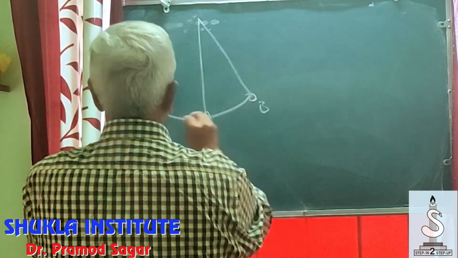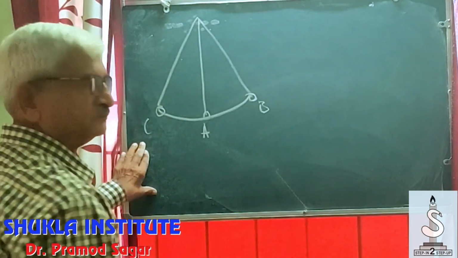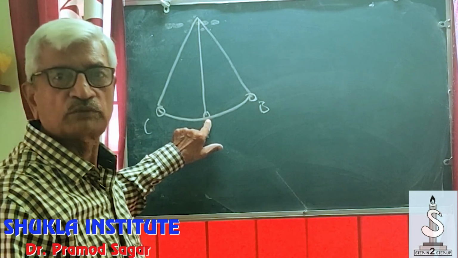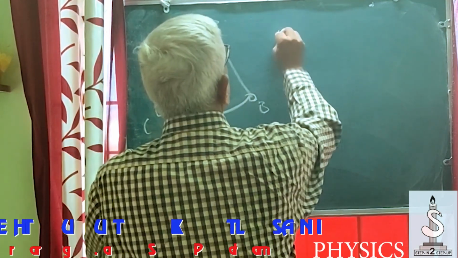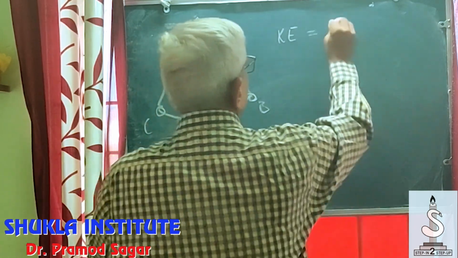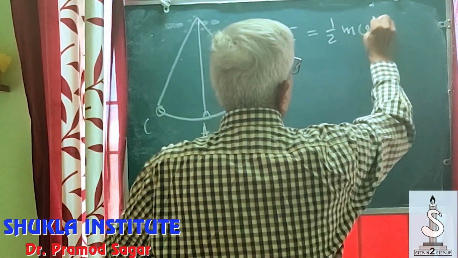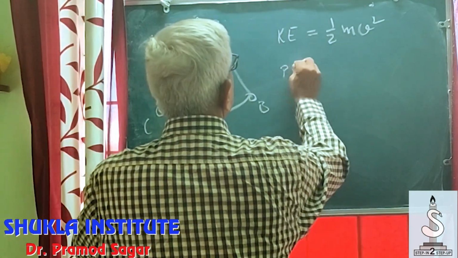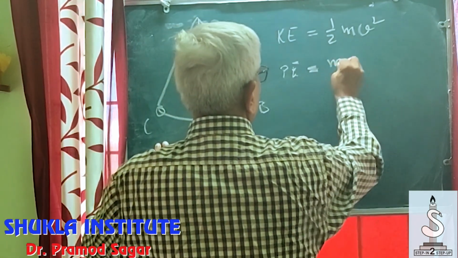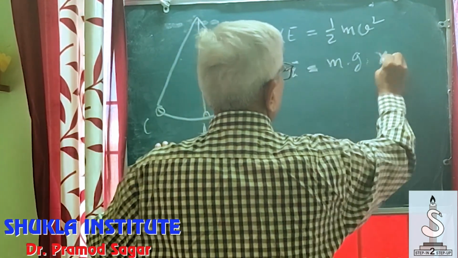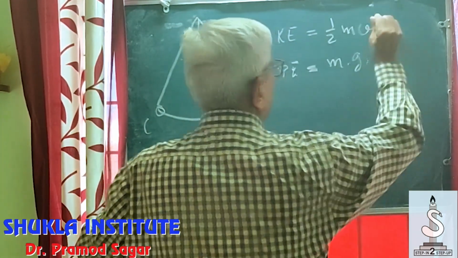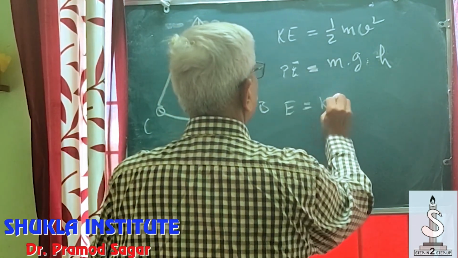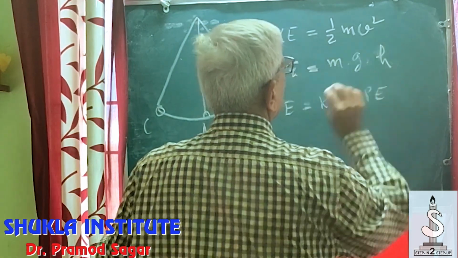Point A, B and point C. What is the displacement here? y is equal to 0, and the kinetic energy is equal to half m v square. Potential energy is m g h or x. In fact, the total energy E is equal to kinetic energy plus potential energy.